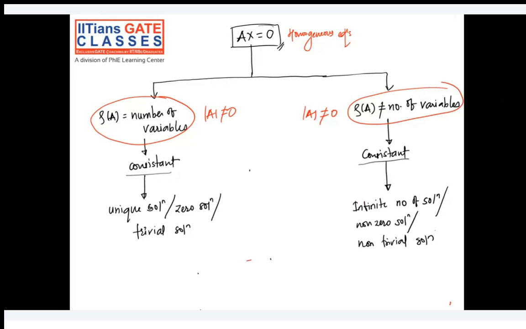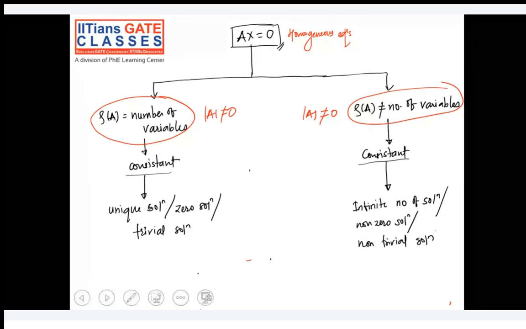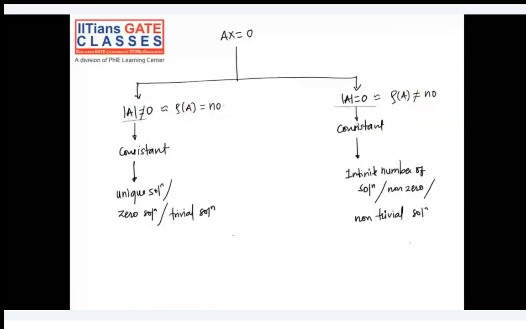Yes, because we know the relationship between rank and determinant that we have studied before. If rank is equal to the number of unknowns, the determinant is non-zero. If rank is less than the number of unknowns, the determinant is zero. So you can also make a table like this. If the determinant is non-zero, you will get a unique solution. If the determinant is zero, you will get an infinite number of solutions. In both cases, it is a consistent system because you are getting a solution. When we say inconsistency, it is when you don't get a solution.